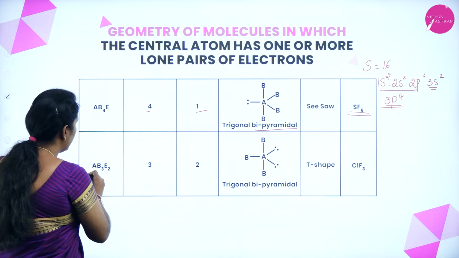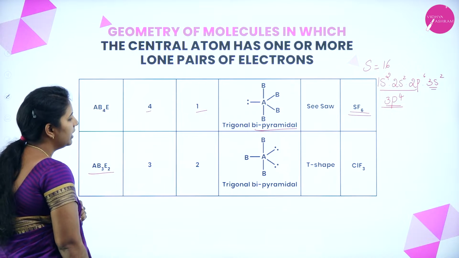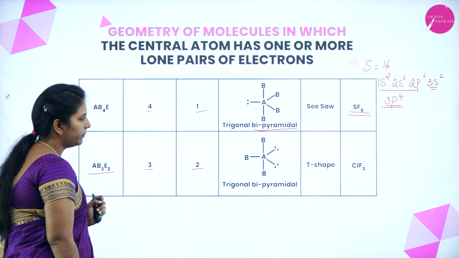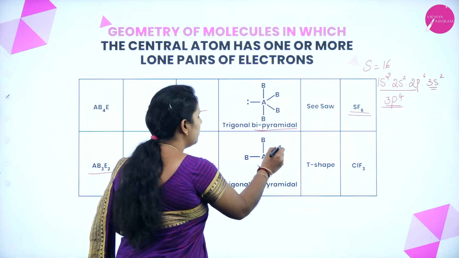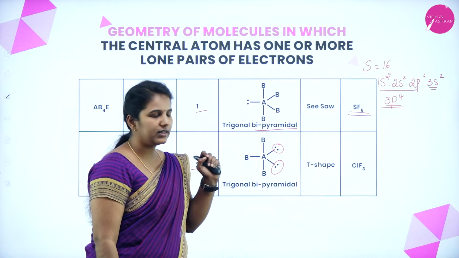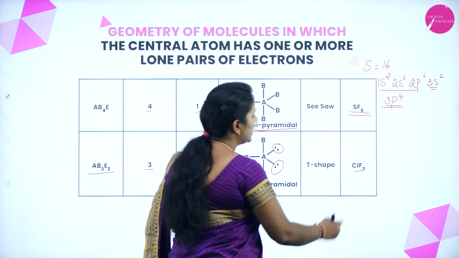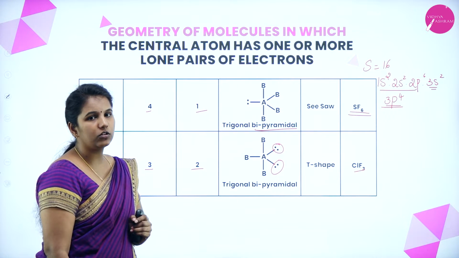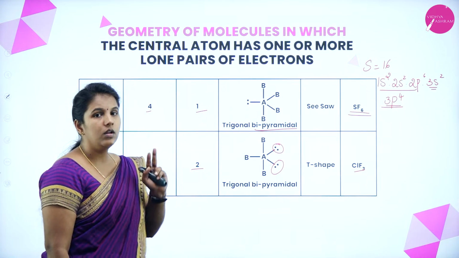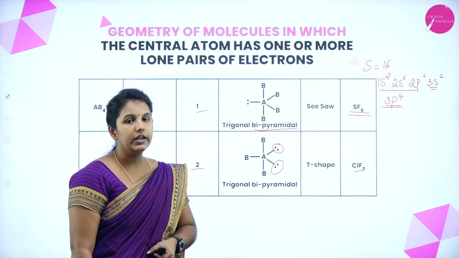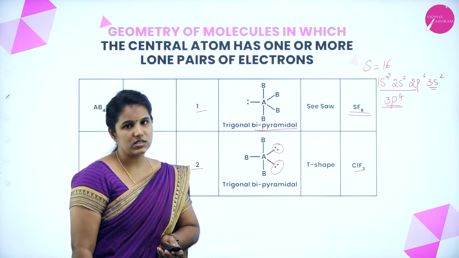We will discuss the AB3E2 type, where the central metal atom has 2 lone pairs of electrons with the 3 bond pairs. You can see that this is a central metal atom having the 2 lone pairs with the 3 bond pairs, and usually it exhibits a T shape. The best example is ClF3. In the chlorine atom, there are 17 electrons. In that, there are 2 lone pairs of electrons, and the remaining 3 combine with the fluorine and form a ClF3 structure.